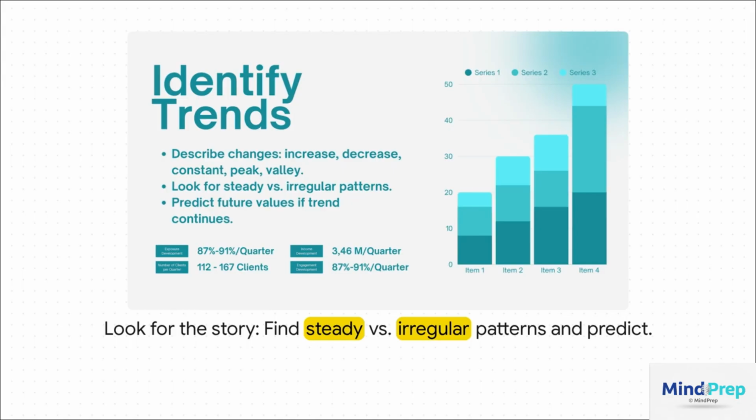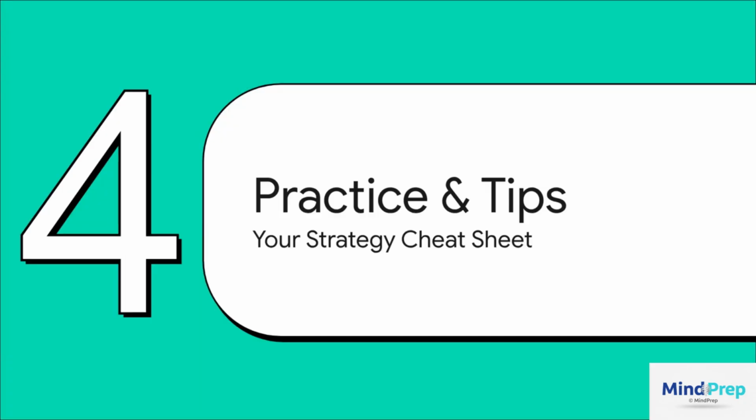This is where it all comes together beautifully. We're not just focused on a single bar on the chart anymore. We're seeing the whole big picture. Is there steady growth like we're seeing here? Or is the pattern more irregular and kind of unpredictable? This is where you find the real insight, and you can even start to make a good guess about what might happen next. So that's the 3-step framework.